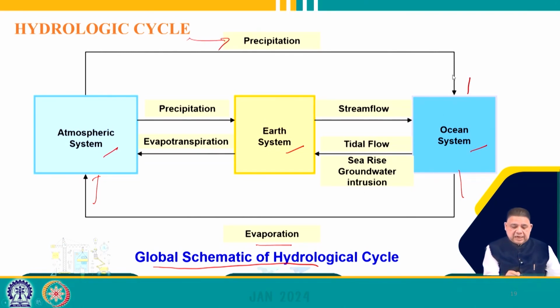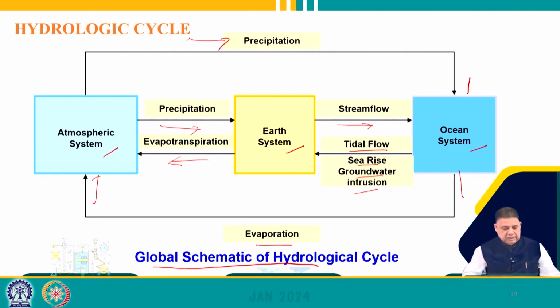A part of that reaches the earth system, and from the earth system evaporation or evapotranspiration takes place, and water reaches back from the earth system to the atmospheric system. From the earth system, stream flow occurs and water reaches the ocean system, and from the ocean system to the earth system, it might go through tidal flow, sea water rise, or groundwater intrusion. So, that is why all these three systems are interlinked.